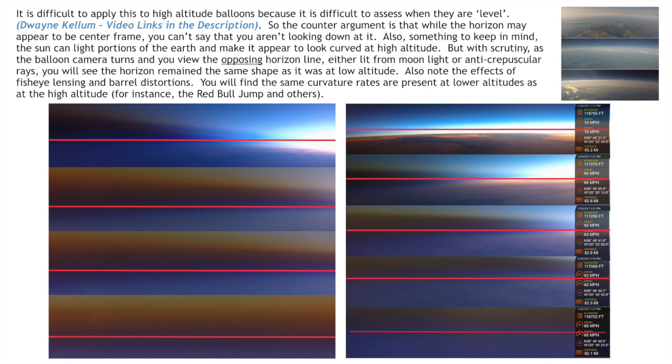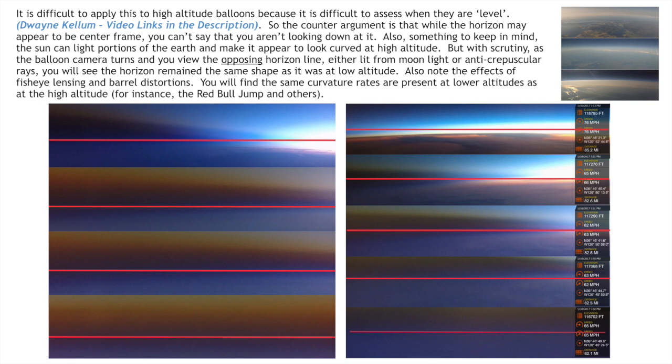You will not notice this effect. And so I've tried to show that for you down in some of these high altitude footage screenshots. So when you standardize this image, as the balloon camera turns around, you will see that again, you're not looking at a curved surface, you're just looking at what's being illuminated by a radial pattern of the sun. So also note that the effects of a fisheye lens and barrel distortions can occur. So you will find the same curvature rate in those cases at lower altitudes as you will at high altitude.